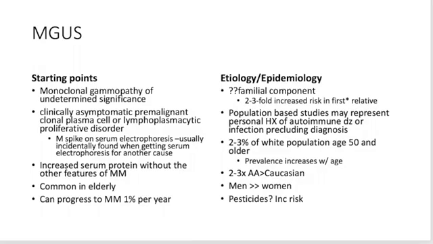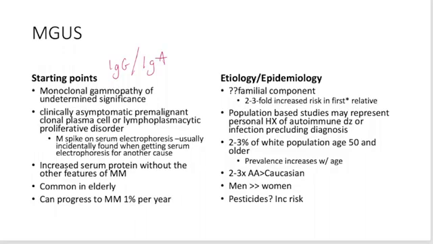Other things that MGUS can progress to are Waldenström macroglobulinemia, chronic lymphocytic leukemia, and other types of non-Hodgkin lymphomas, light chain amyloidosis, plasma cell proliferative disorders, and IgG or IgA gammopathy. So it would affect those two.